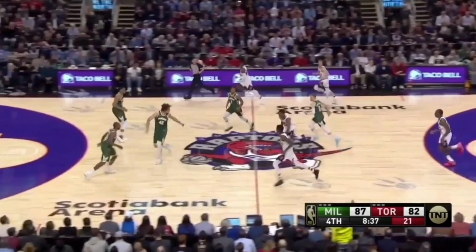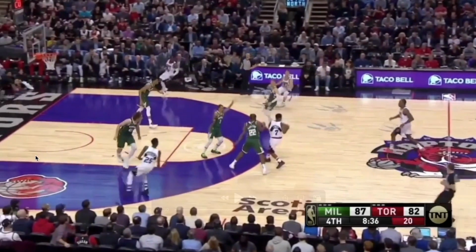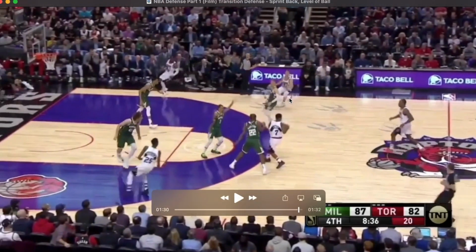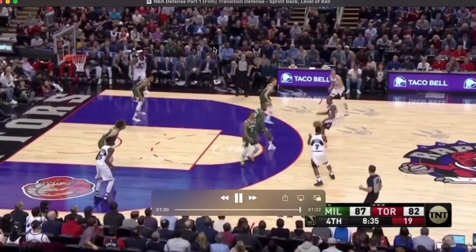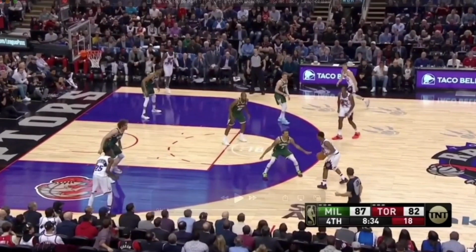Milwaukee sprint back right here. Watch how all 5 defensive players are sprinting back. And they're getting to the level of the ball. Everybody's at the level of the ball or below. This is a great example of both concepts that we went over today.